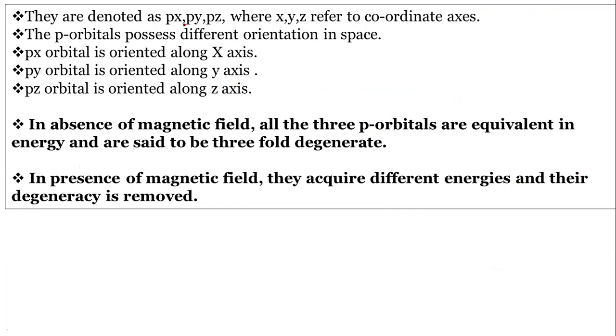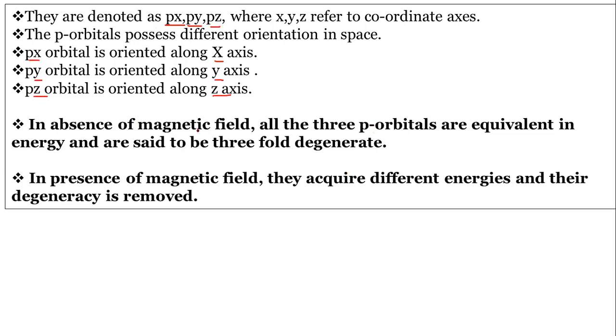It is denoted with px, py, pz, where x, y, z are the coordinate axes. So the p orbital possesses different orientations in space. Px is oriented along the x-axis, Py along the y-axis, Pz along the z-axis.